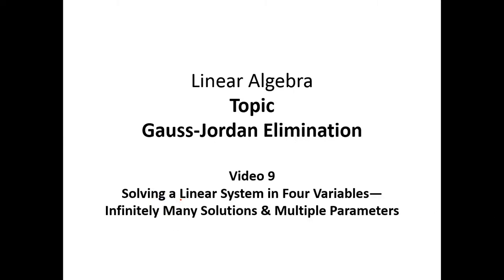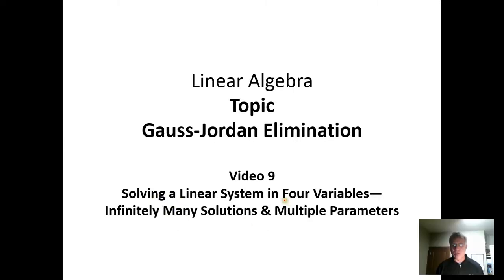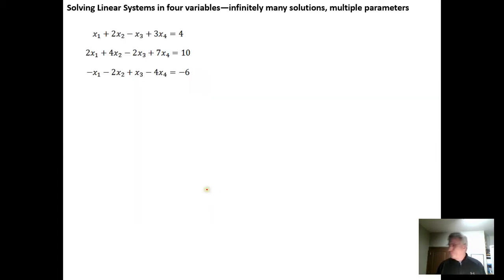So in this video we're going to solve a linear system that's in 4 variables. It's going to have infinitely many solutions and require more than one parameter to parameterize it at the end. So here's the system. The variables are x sub 1, x sub 2, x sub 3, x sub 4.